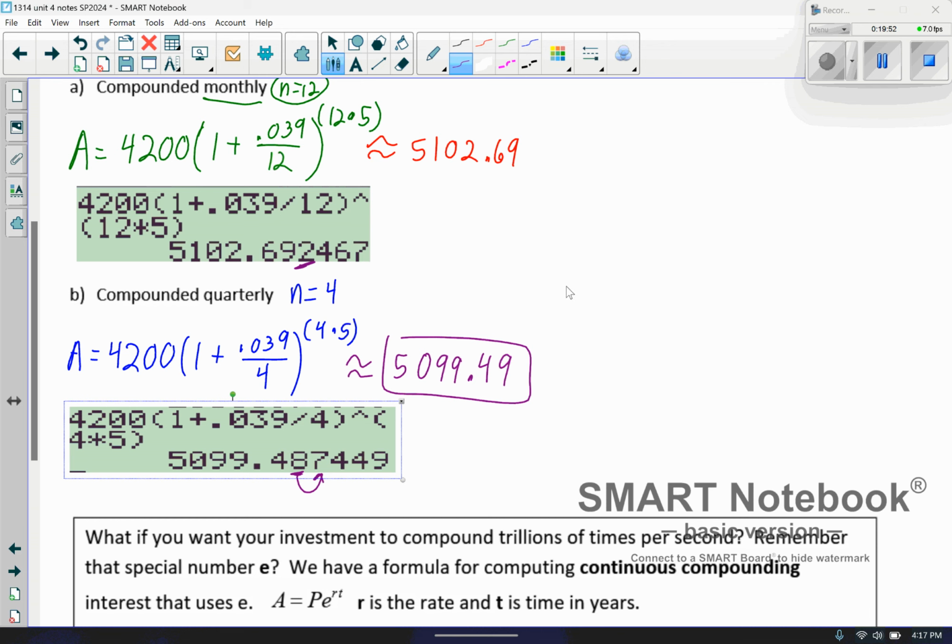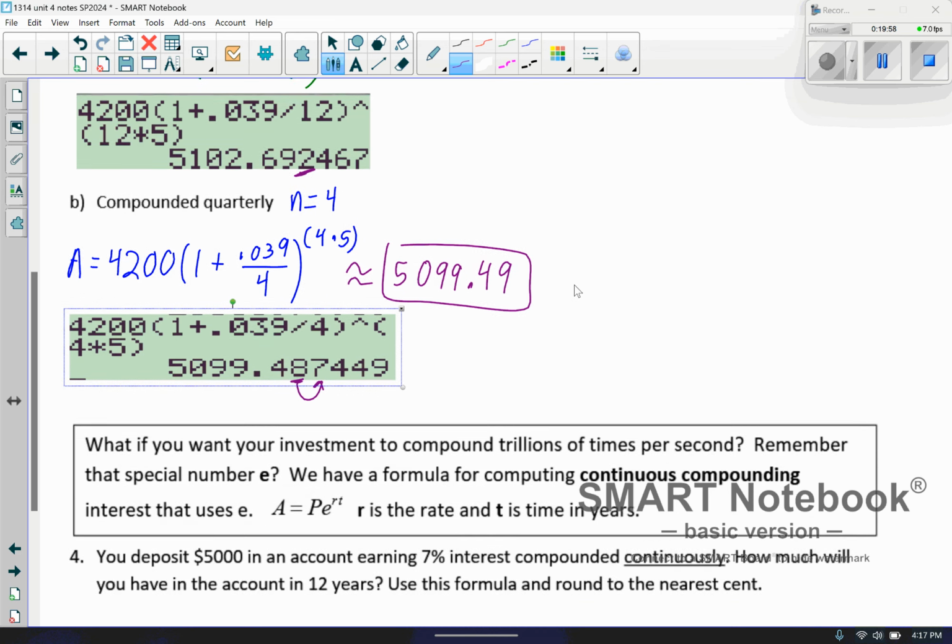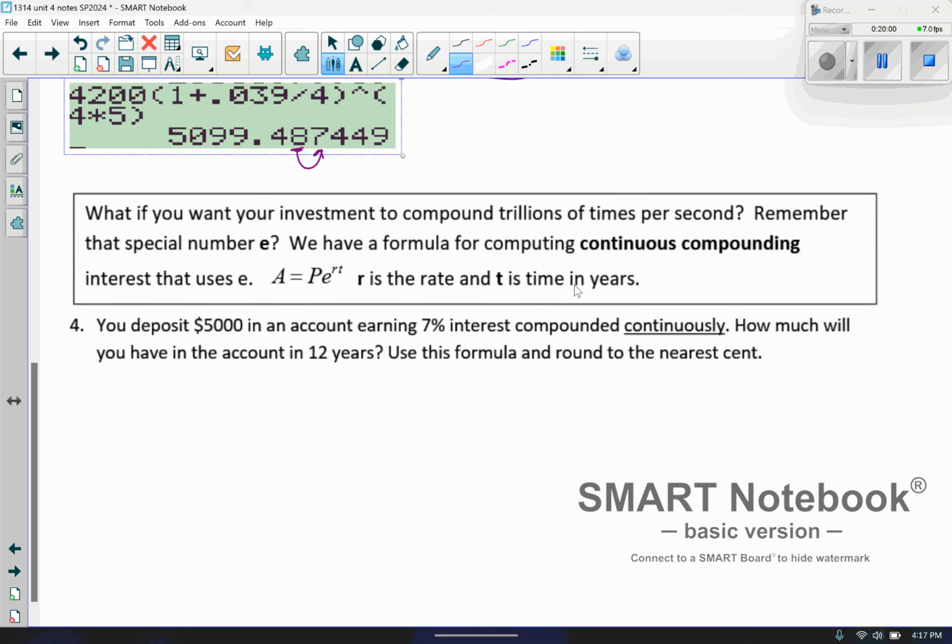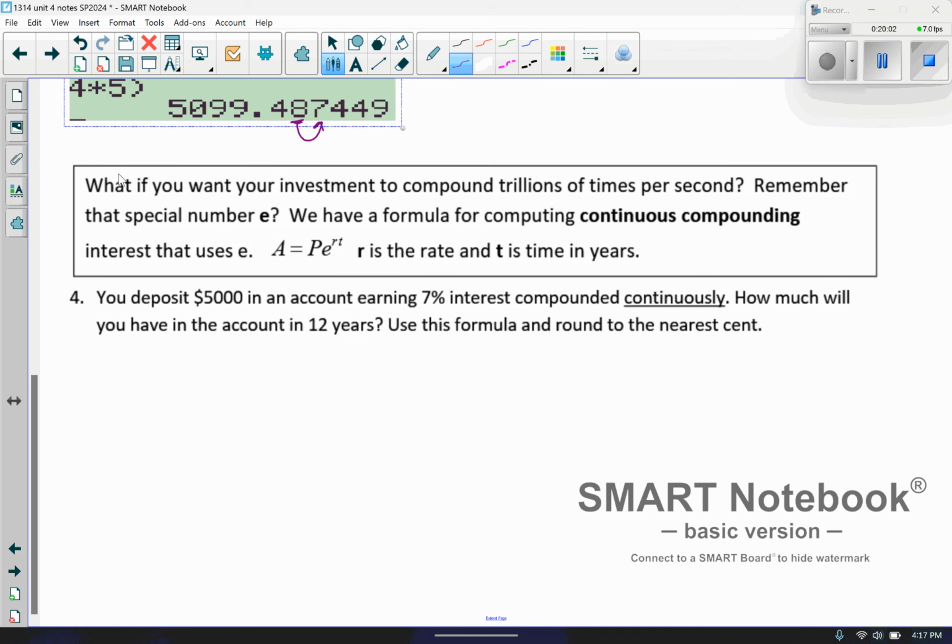Okay, the last formula we're going to look at is if you wanted to compound continuously. So basically, anytime a profit is made, it becomes part of your investment. So what if you wanted your investment to compound trillions of times per second? Remember that special number e that we were dealing with as our base when we were graphing our exponential functions. We have a formula for computing continuous compounding interest that uses e, and it's right here.